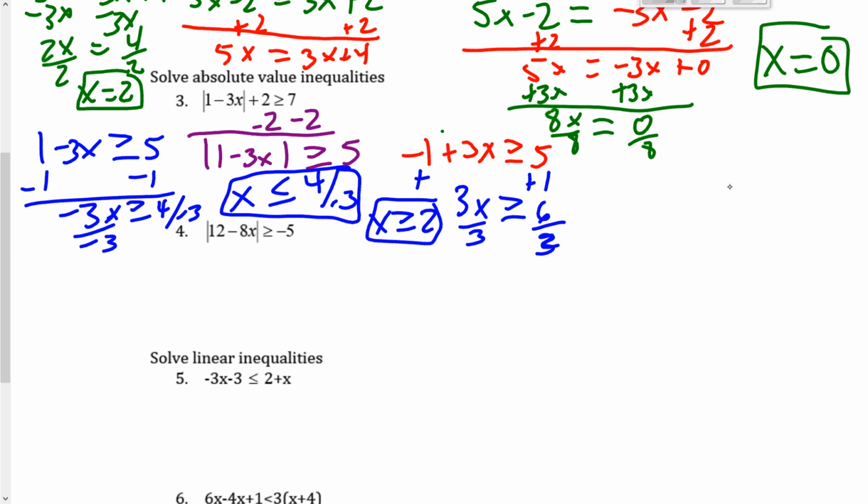So I put these answers on a number line. We have -4/3 and we have 2. And since it's "or equal to", these would be solid dots here. Then I pick a number in between these. Between -4/3 and 2 would be 0, right?